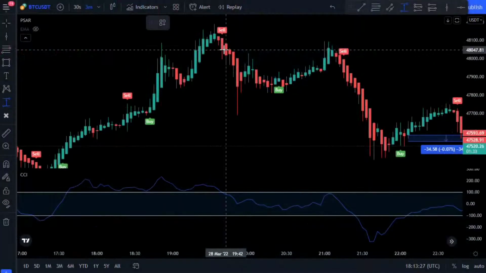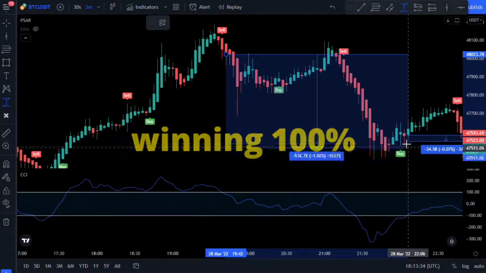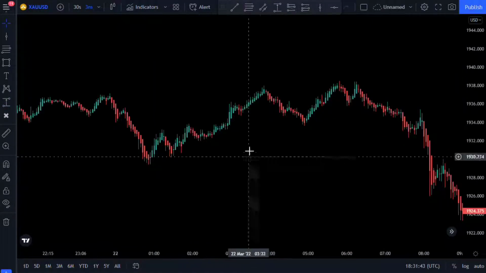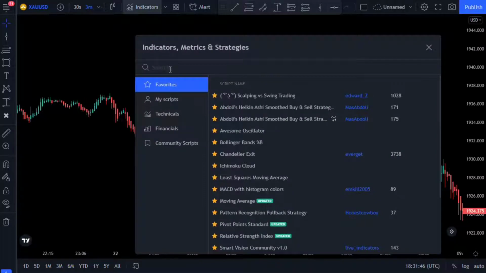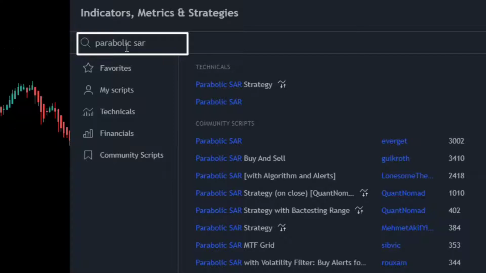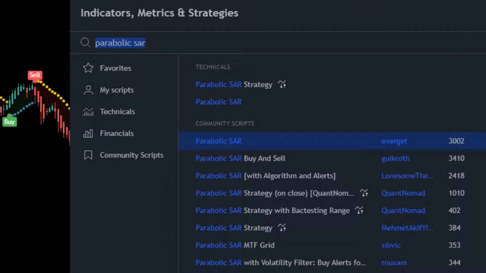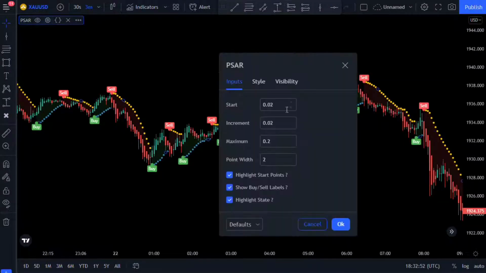Okay friends, I think you fully understand how this strategy works and how powerful and profitable it is. Well, let's add the indicators to the chart. We search for the first indicator, parabolic SAR. Be sure to add this indicator to the chart. I apply changes from the indicator settings.